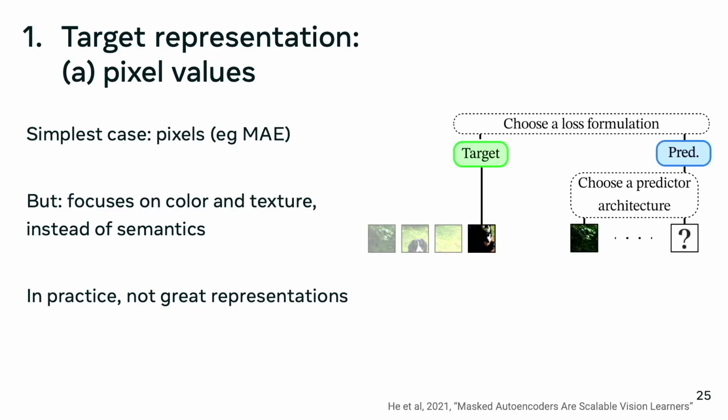Now, as I was saying, you could just take the pixel values. That's the most straightforward thing to do. You've got your image, just flatten your image, and this is your target token. This is what was done by MAE and also other works before and after it. MAE is a known work in SSL. If you don't know it, don't worry. But doing that focuses a lot on color and texture.